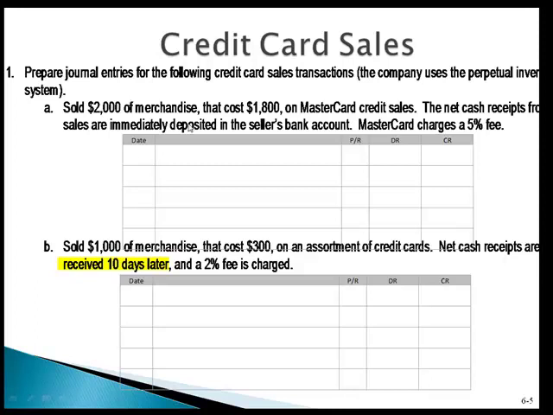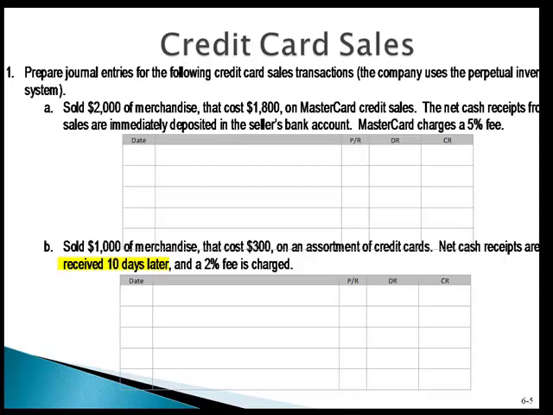So letter A, sold $2,000 merchandise that cost $1,800. So right away you should know that here's a sales transaction, and our cost records the reduction of inventory. So remember, the larger amount records the sale, the lesser amount is our reduction in inventory and cost of goods sold. The net cash receipts for these sales are immediately deposited in the seller's bank account. MasterCard charges a 5% fee.